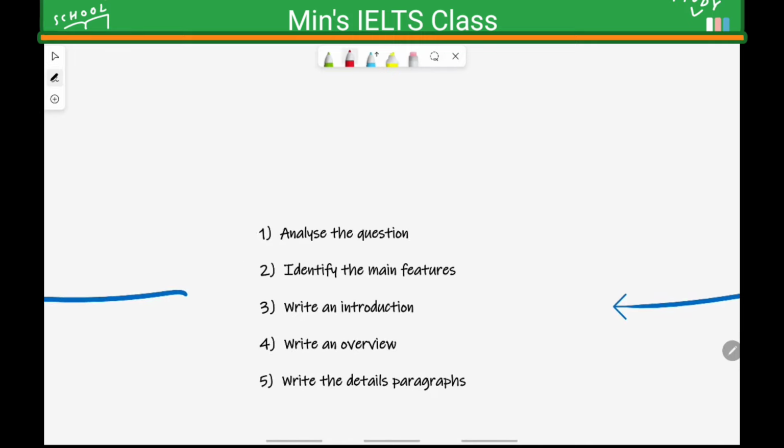So, the 5 steps to writing a great essay. The first step is analyze the question. And number 2, identify the main features. So main features is the trend. And write an introduction and write an overview of features and write the details paragraphs, usually in 2 paragraphs.